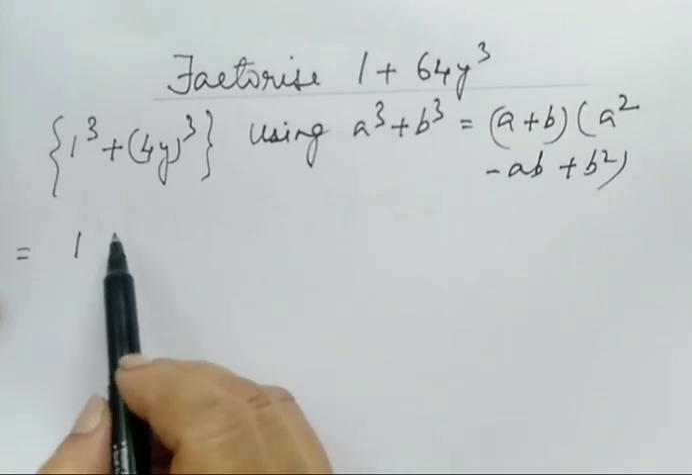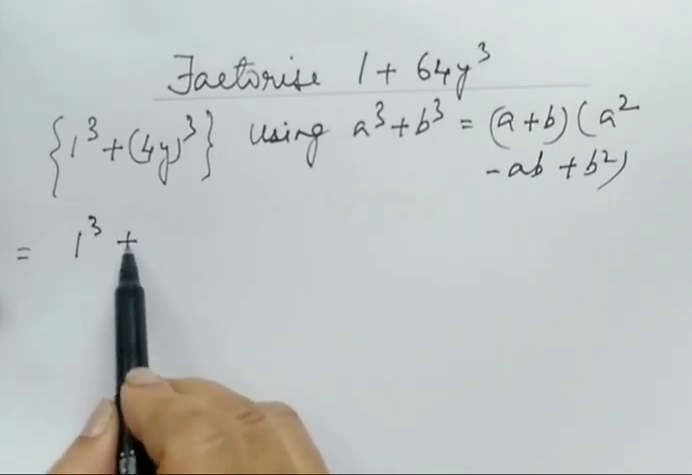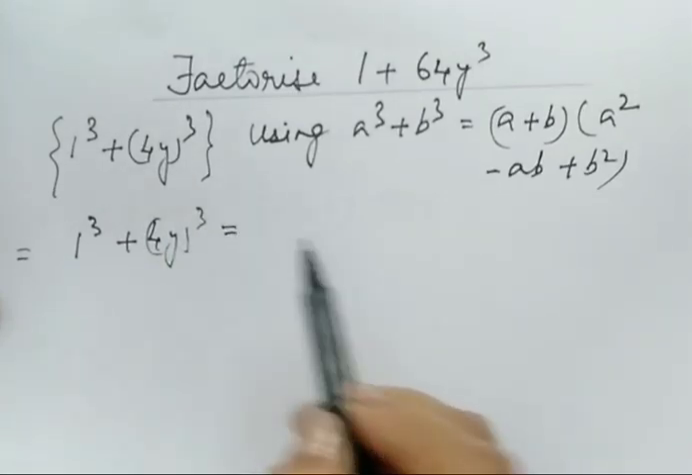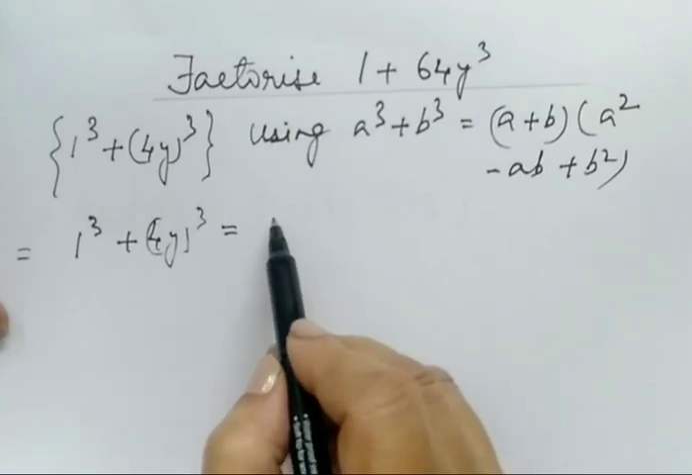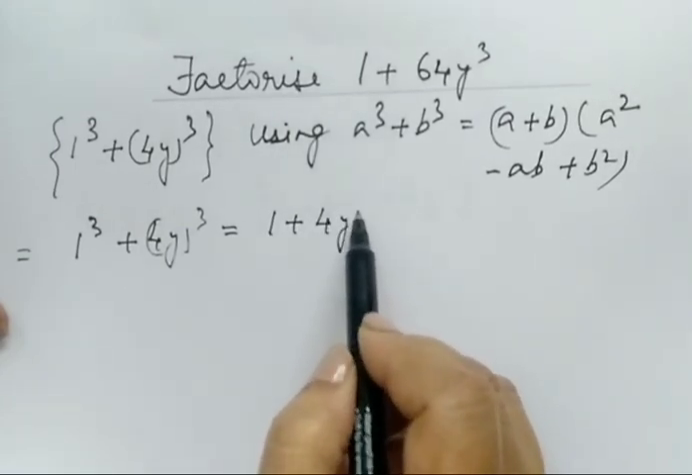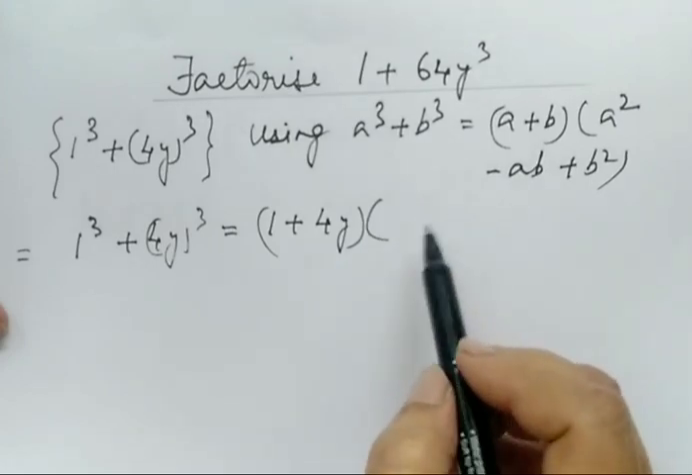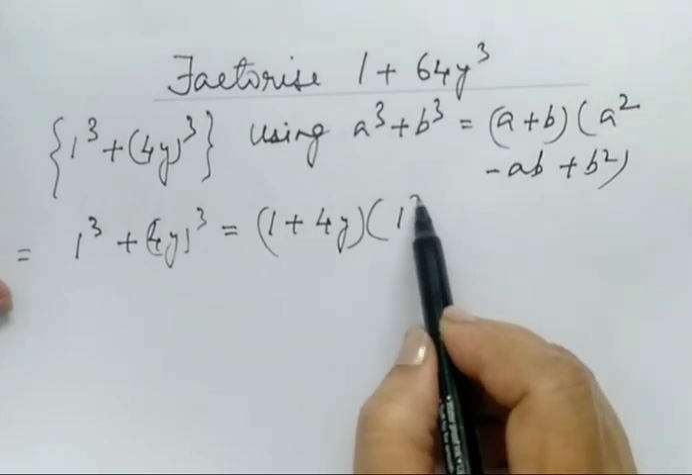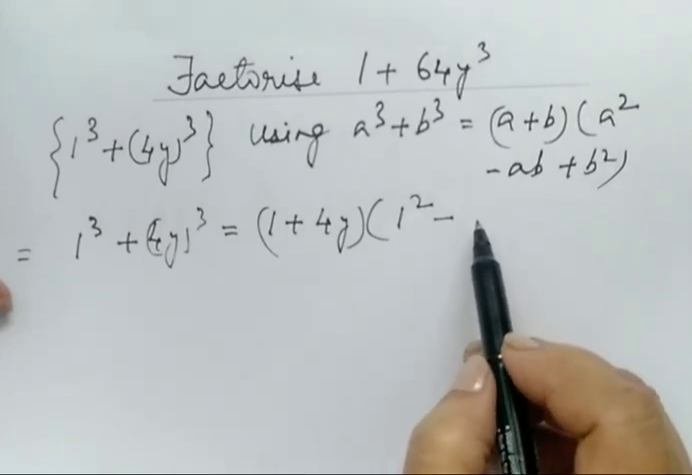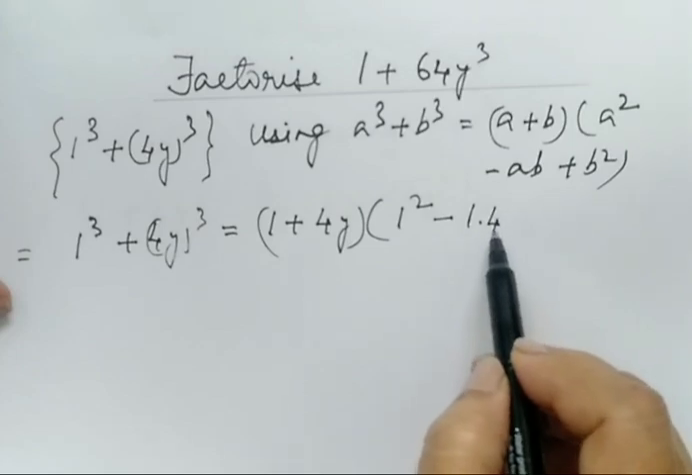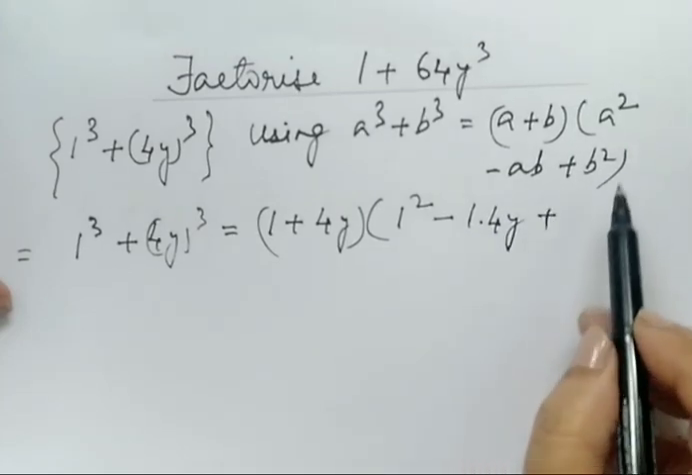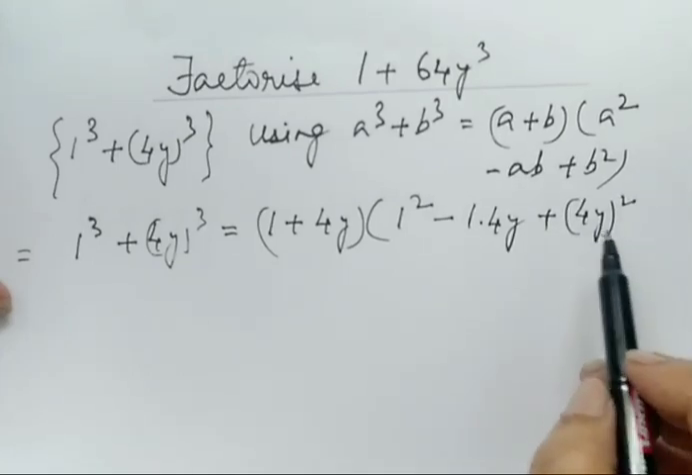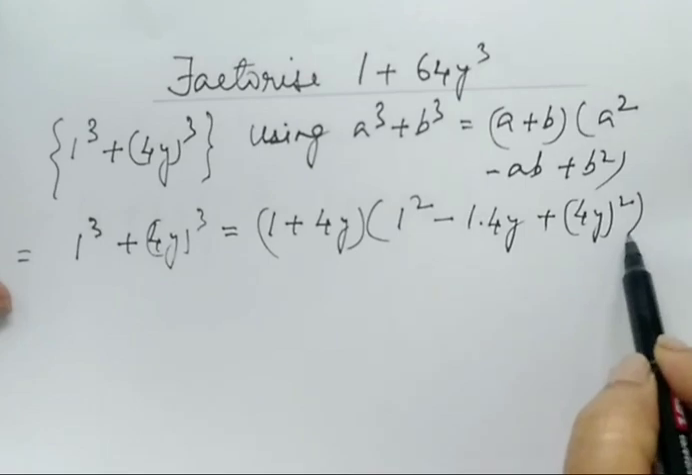So 1 cube plus 4y whole cube is equal to 1 plus 4y, and then another one, we have 1 square, which is 1. Let me keep writing. We have 1 here, and this is 4y, and I have a plus over here, and 4y is to be squared up. Okay guys, so this is how it's going to be.